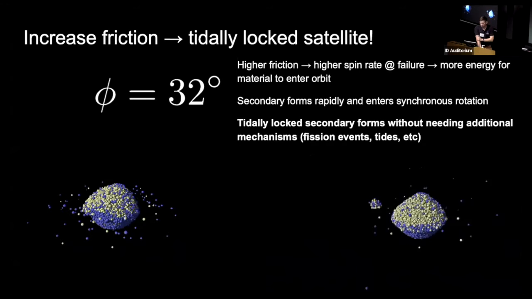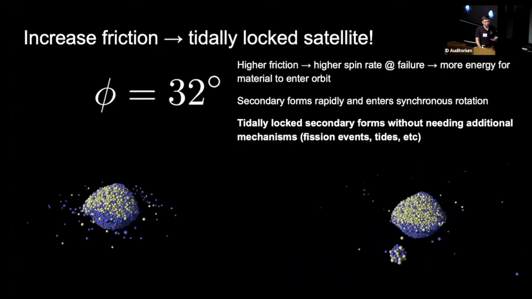So if we can form a tidally locked secondary without needing to know how tides work, that's good. And then we also don't have to invoke all these multiple fission events. We just need one catastrophic event where we just exceed the spin barrier once. So we don't need to worry about stochastic YORP because we're only landsliding one time.